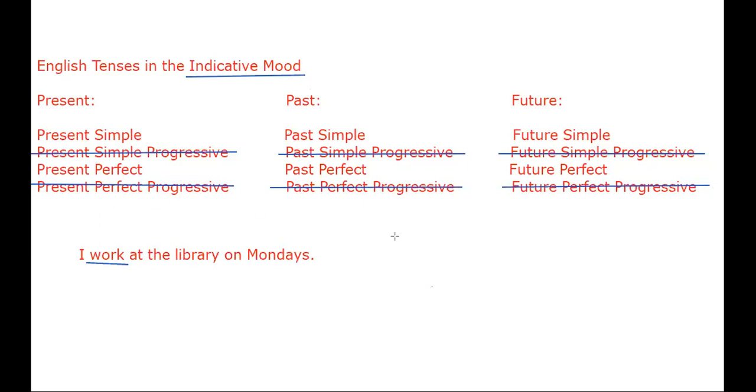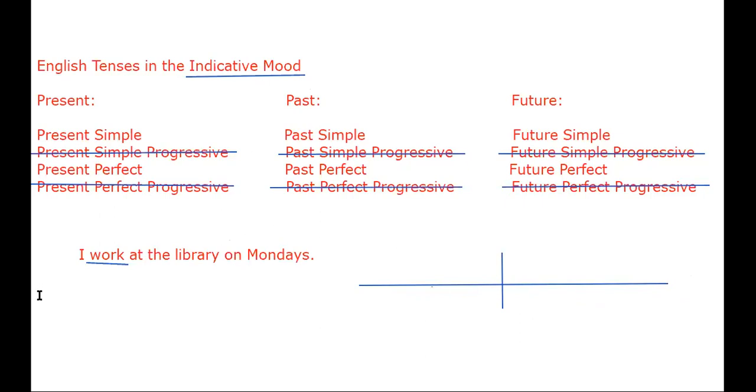It just refers to one single event. Say we have a timeline. The simple aspect is just like one single event on a timeline, like that. But in the case of the present simple, it's just this single line in the present.